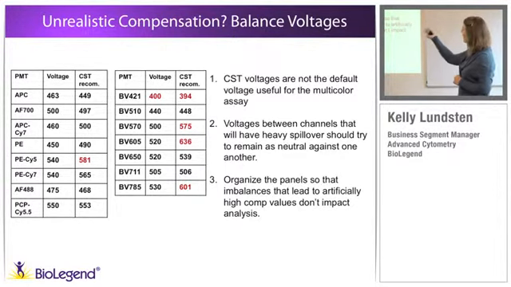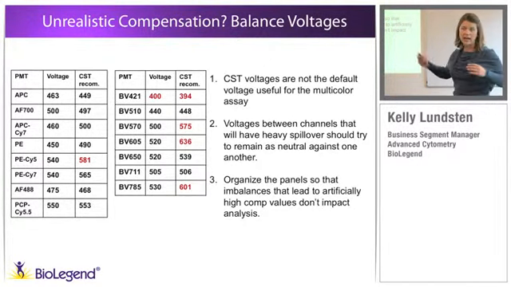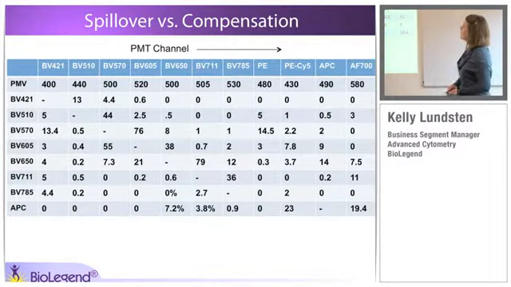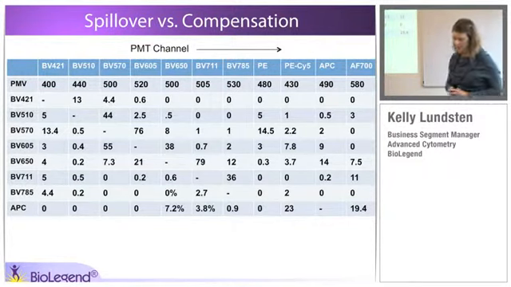The voltages between channels that have heavy spillover should remain as neutral to one another as possible so that you're not inadvertently over-amplifying contributing photons. It is a photomultiplier tube, after all. And organize the panel so that those imbalances don't lead to artificially high comp values that could cause you trouble with spreading error. So here's a little bit of a graphical view of our comp matrix.